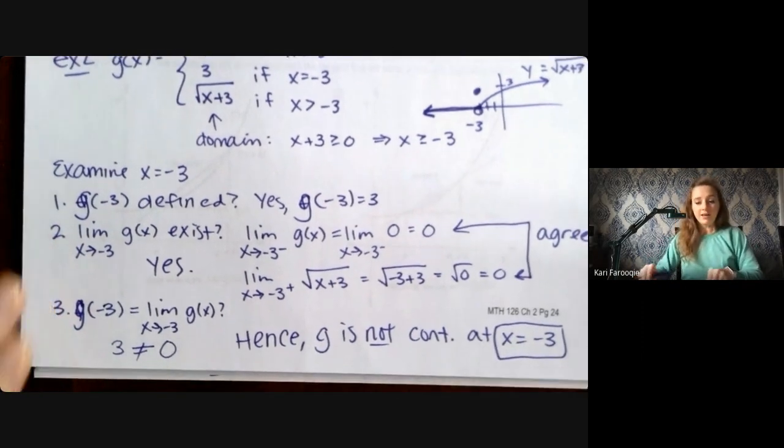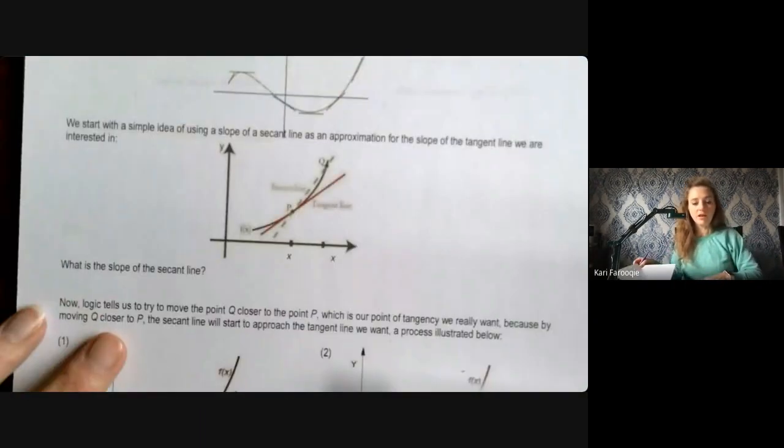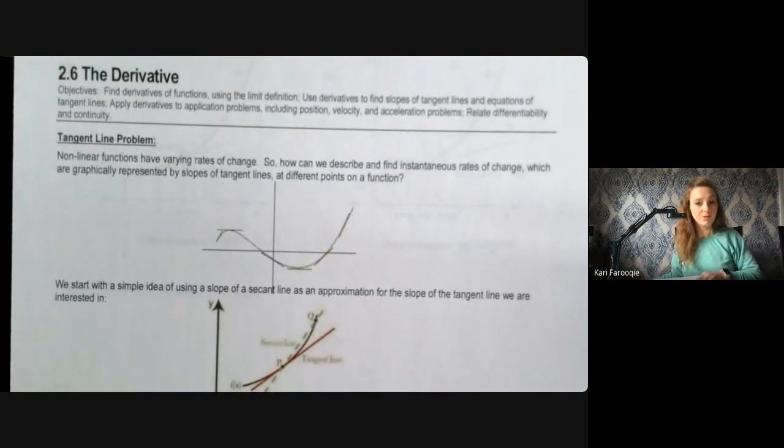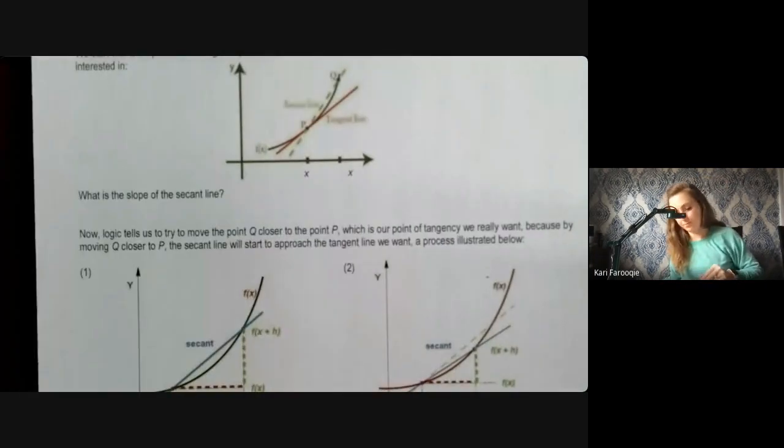All right, that's one-sided limits and continuity. Next time, ooh, look at this. Next time we get to talk about the derivative. So we're getting into the fancy schmancy stuff very soon.